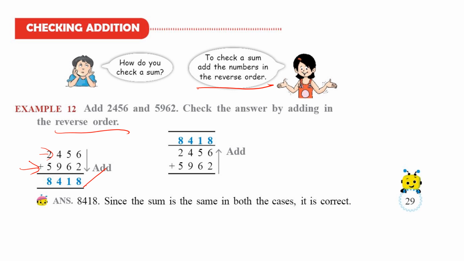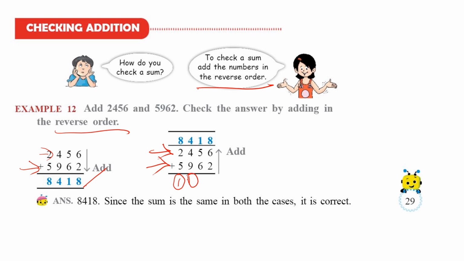Now I am going to check whether that answer is correct. So what I am doing is, the same numbers I am writing again, 2,456 and 5,962, and I am adding from bottom to top. That is 2 plus 6 is 8, 6 plus 5 is 11, so 1 here, 1 is carried here. 9 plus 1 is 10, 10 plus 4 is 14, so 4 here, again 1 is carried over. 5 plus 1 is 6, 6 plus 2 is 8. I am getting the same answer. This is the carryover number, I am writing it here.